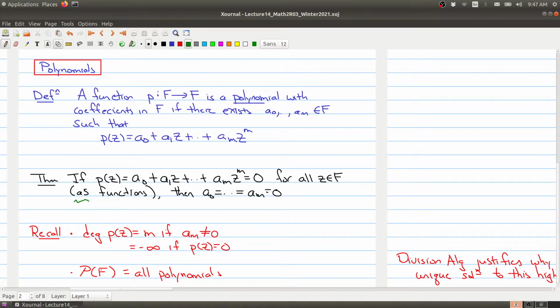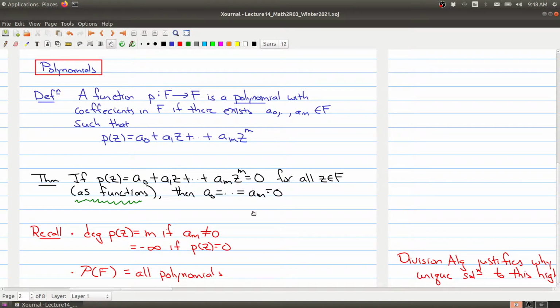What does this mean here? This means that every time I plug z into this polynomial, I get the output 0. Then the only way that can happen is if all of these coefficients are 0. Another way of saying this is that there's no polynomial with non-zero coefficients that always equals 0. So in order to have 0 everywhere, all your coefficients have to be 0.